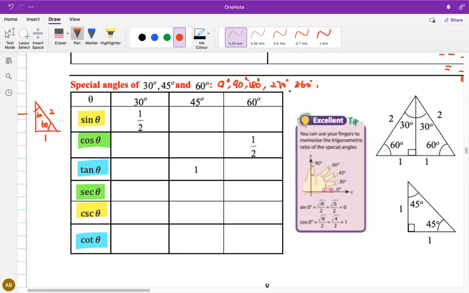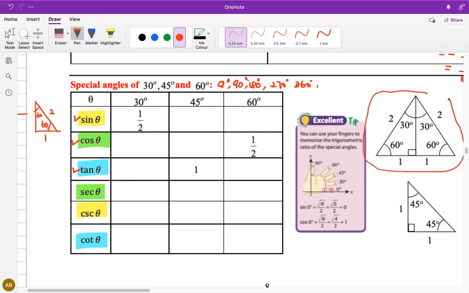The first thing we're looking at is sine, cos, and tangent, and then cosecant, secant, and cotangent will be the reciprocals of sine, cos, and tangent. So we can get these from the first part here. Now we are looking at 30 and 60°, so you're looking at this diagram.